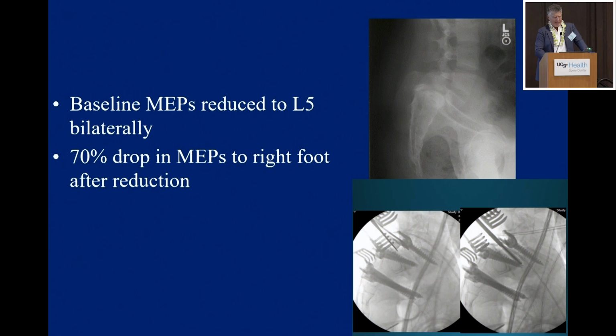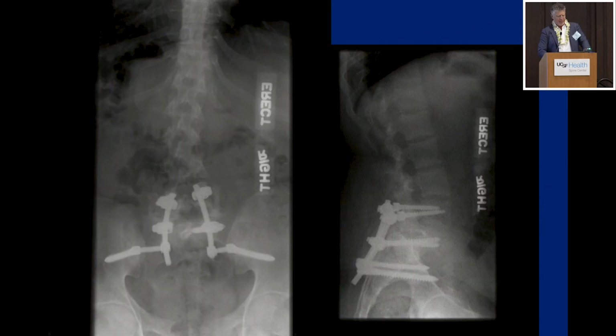And eventually what I ended up doing was an interesting compromise. I felt that every time I got L5 all the way reduced in this high-grade dysplastic spondylolisthesis, the L5 signal is reduced. So I actually left him with a little bit of anterolisthesis. I only reduced him from a grade 4 to a grade 2. You see there's still some anterolisthesis there.